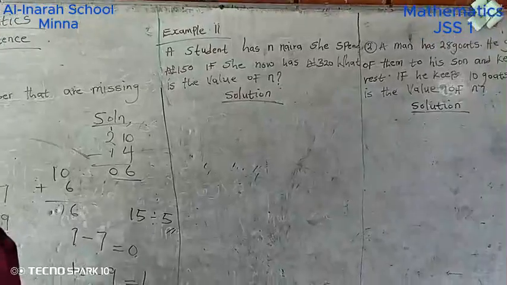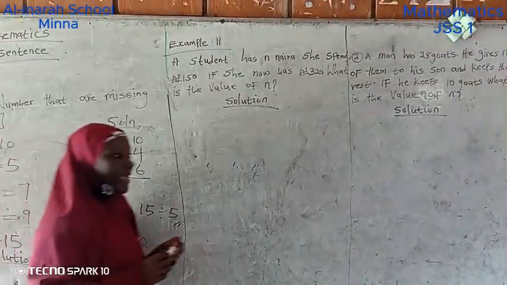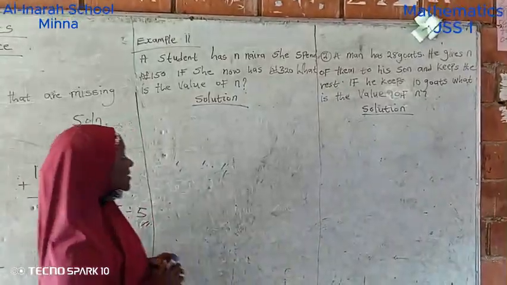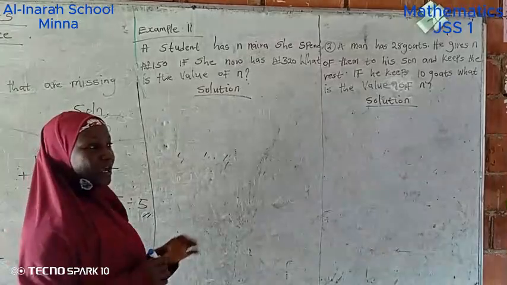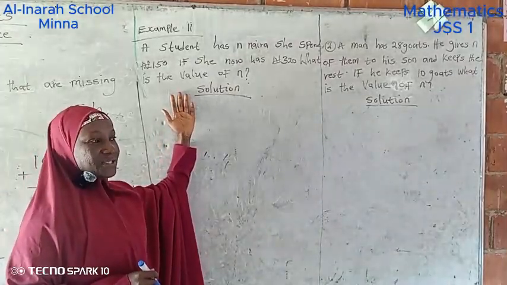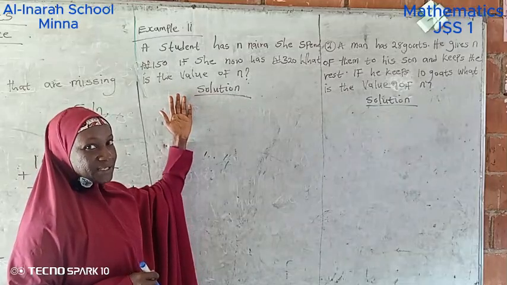Here we are to look for the value of n. n is the missing number. And for us to get our missing number, if you are given a question under word problem, you have to sit down and think very well before you start solving it.